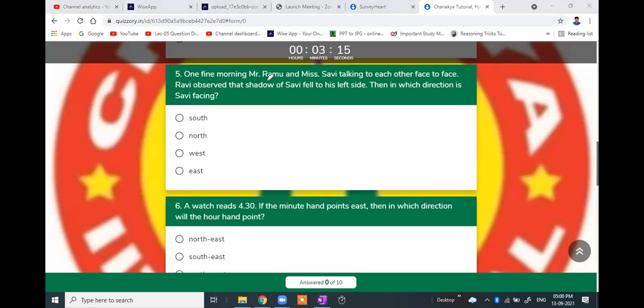One fine morning, Mr. Ramu and Miss Savi were talking to each other face to face. And Ramu observed the shadow of Savi. Here we don't need to concentrate on whose shadow this is. Whose shadow is this? Savi's shadow, but we don't need to consider this one.